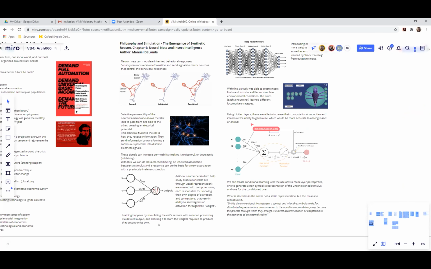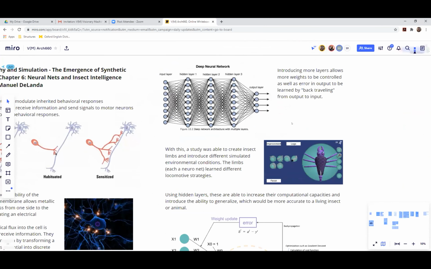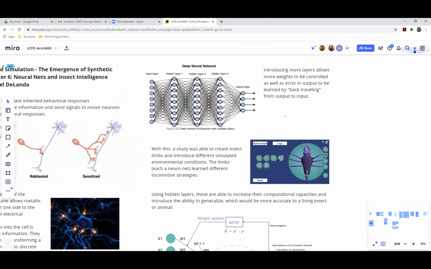So that image on the top, on the right column, just shows a more intense neural net with hidden layers. And in that, you can just give it an input, give it a desired output, and it trains itself to have the weights necessary to recreate that output by itself.